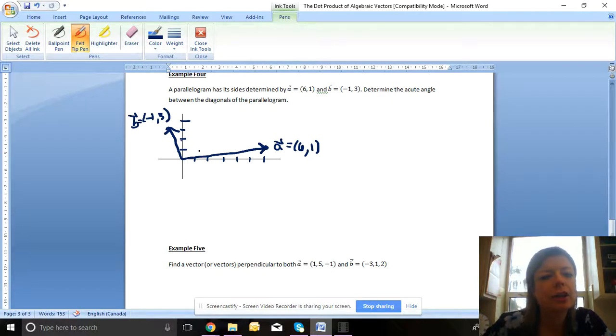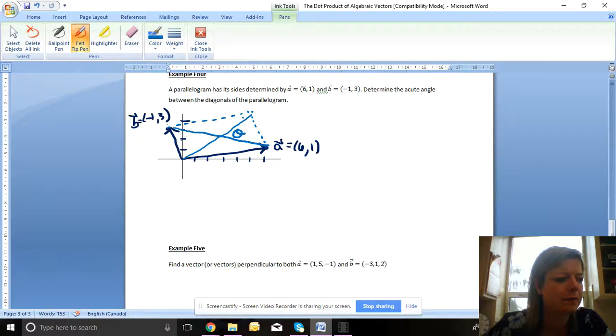Okay, determine the acute angle between the diagonals of the parallelogram. So let's continue the parallelogram here. And the diagonals would be here and here. So the acute angle is this angle theta, is what we're trying to find. So let's label this point C.